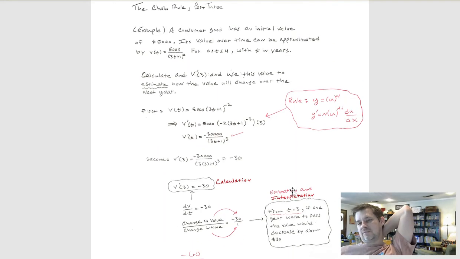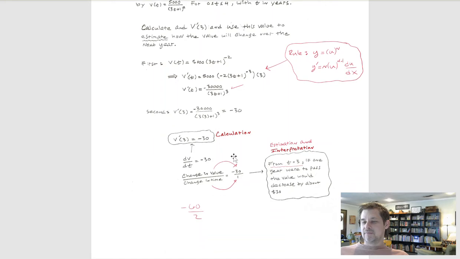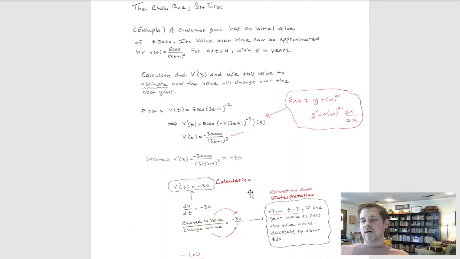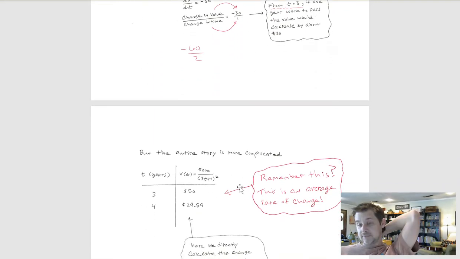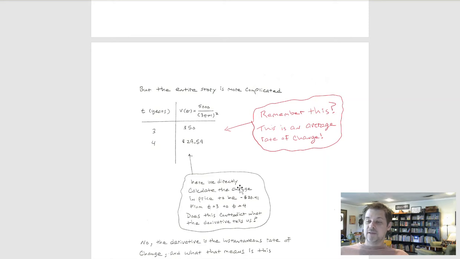Okay, well, two things. First is that the question actually said estimate how the value will change over the next year. It didn't say to give an exact calculation. So that's fine. I use the derivative, and as much of an estimation as it could tell me, that's what it tells me. So it didn't say give an exact calculation, it said to give an estimation. So that seems to let us off the hook.